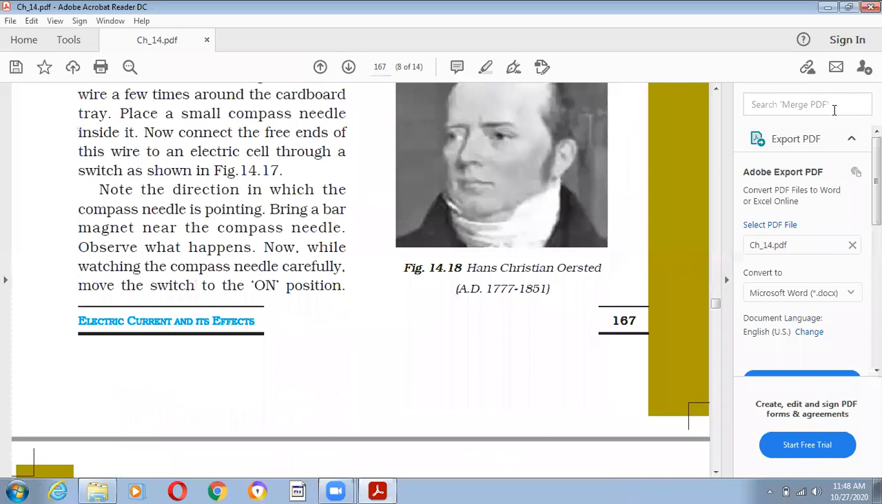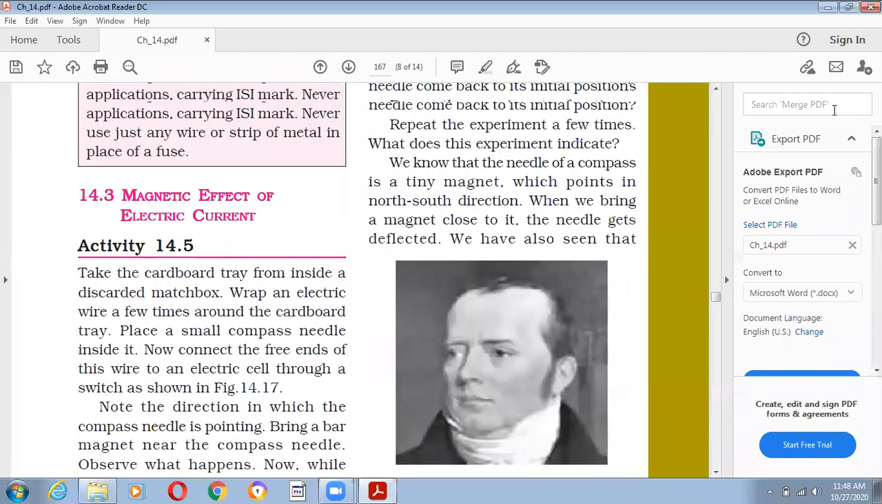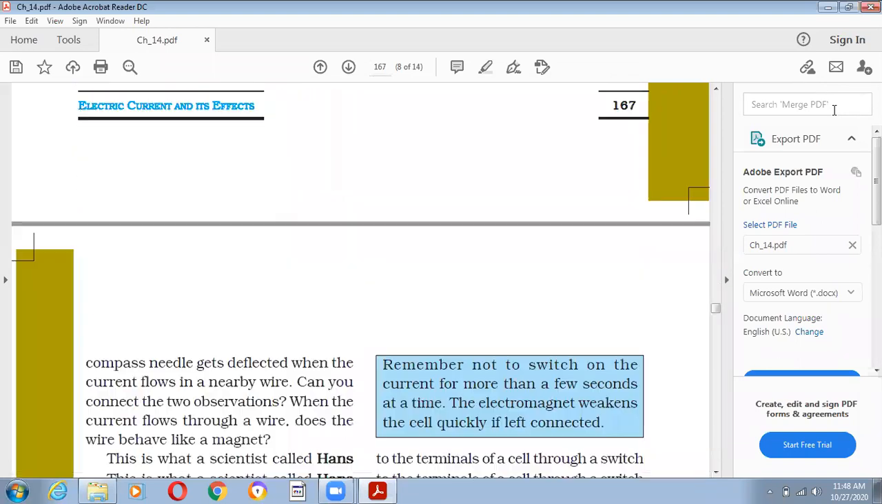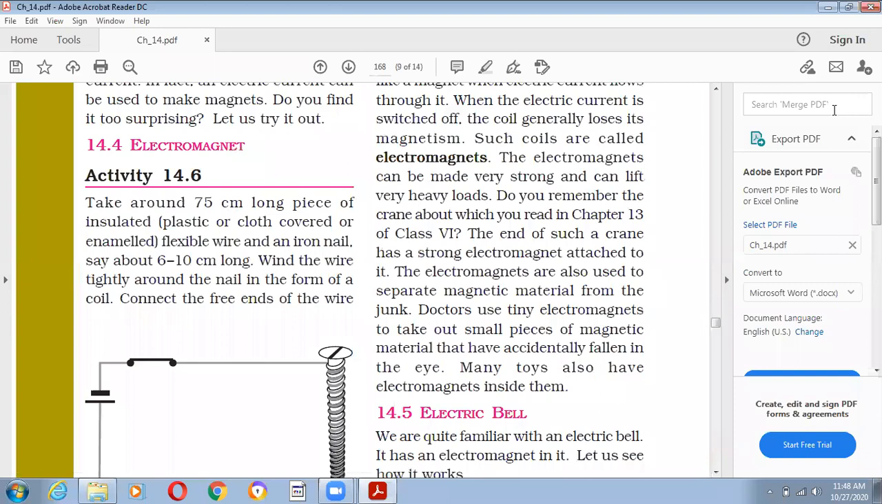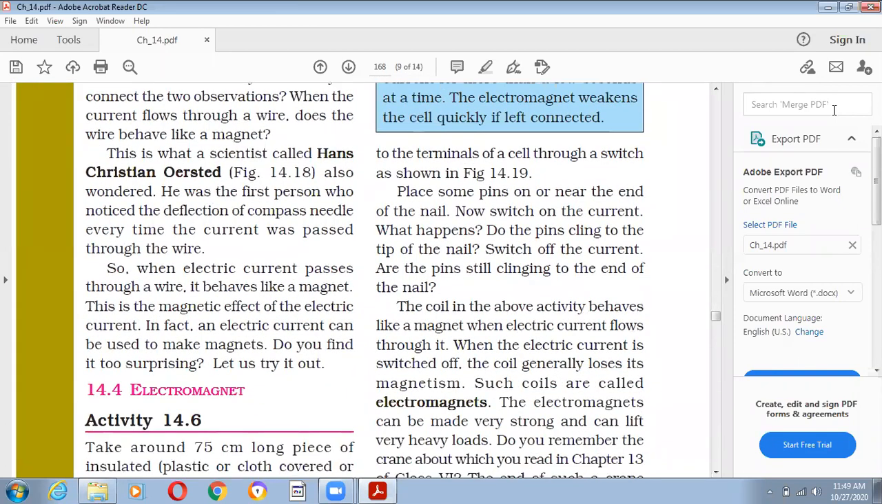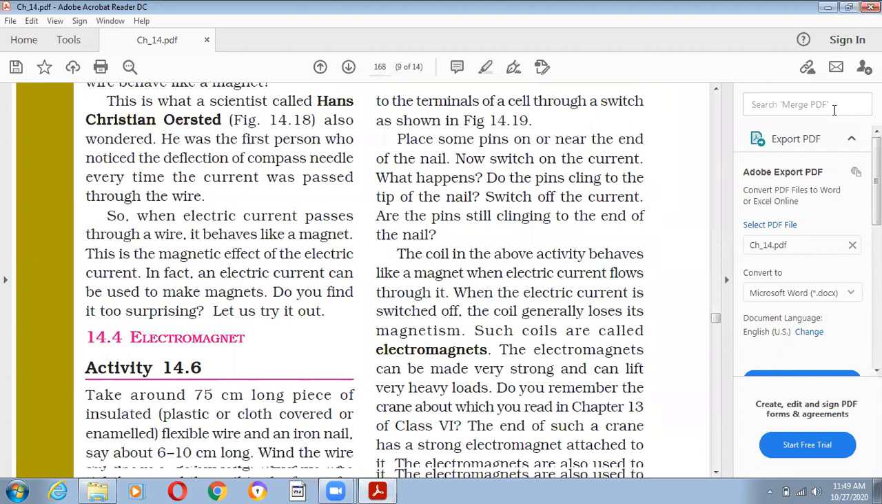So what he did, he used a magnetic compass and wrapped the wire around it, and then he observed that when the current was flowing through it, the magnetic compass was showing deflection. What does it show? It shows that the wire is becoming a magnet. When the wire carrying current behaves like a magnet, it deflects the needle of the magnetic compass.